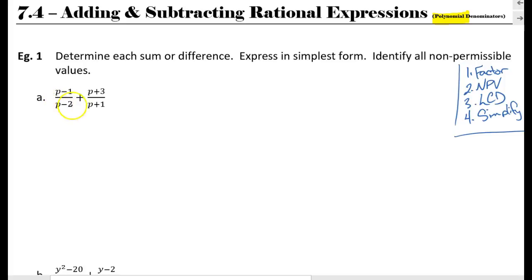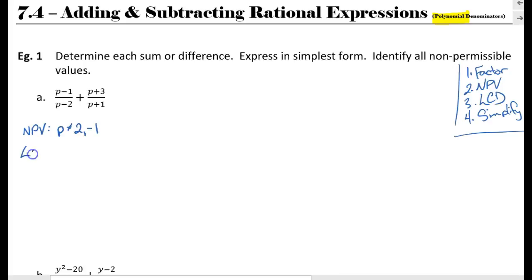So we look at the denominators in example 1a, and I'm not able to break them apart anymore. There's no common factor that can go into either of those terms. Same thing happens in my second rational expression. So I can skip to step 2. What are my non-permissible values? Well, p cannot be 2 or -1.